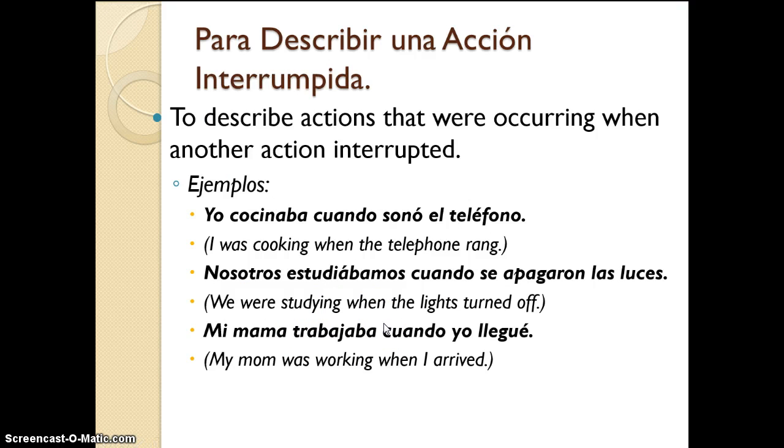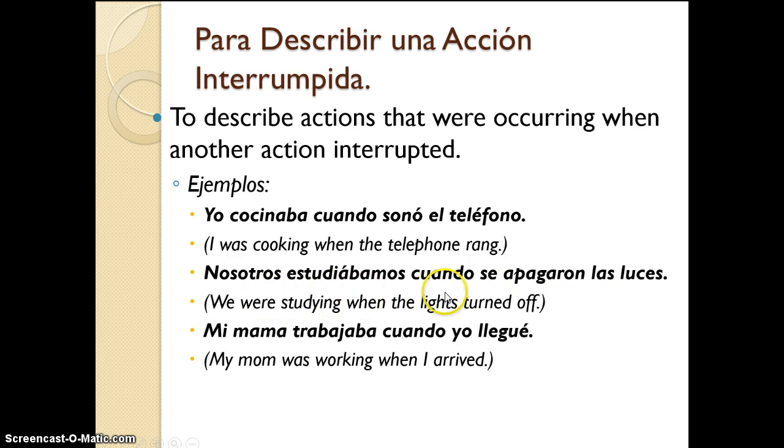Para describir una acción interrumpida. So for these examples, you're going to see a little bit of the preterite too, okay? So what happens here is when I describe actions that were occurring, but then another action interrupts, we use the imperfect for what was going on, and then the preterite for whatever interrupted. Here's an example. Yo cocinaba cuando sonó el teléfono. I was cooking when the telephone rang. So this was me cooking an unspecified amount of time, but then boom, the telephone rang, meaning this needs to be in the preterite.